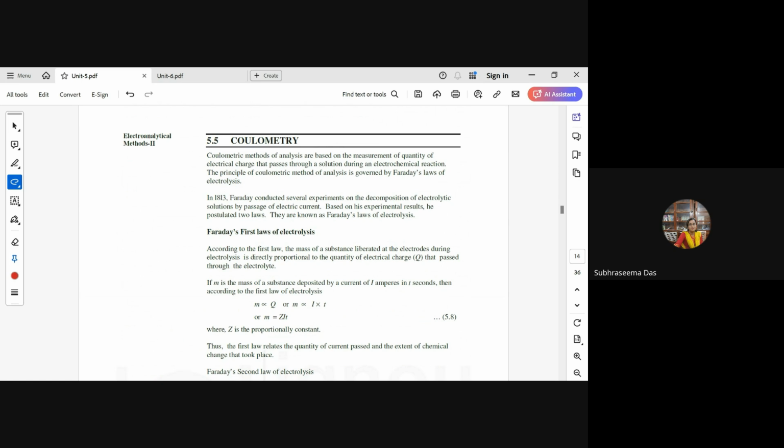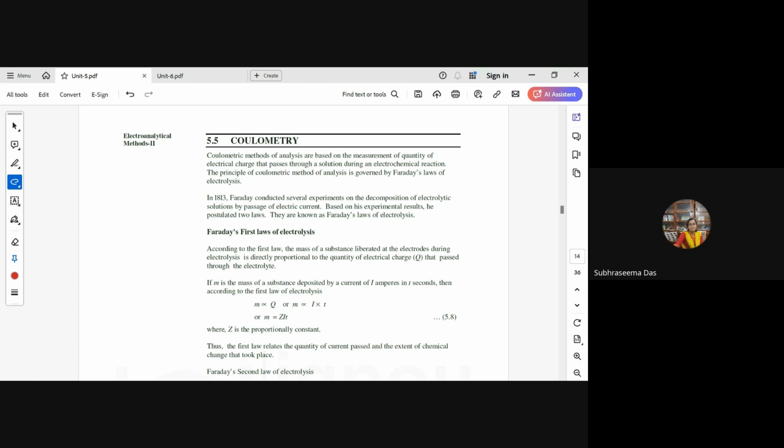Coulometric methods of analysis are based on the measurement of the quantity of electrical charge that passes through a solution during an electrochemical reaction. This principle is governed by Faraday's laws of electrolysis. First, we need to know what Faraday's laws of electrolysis are.